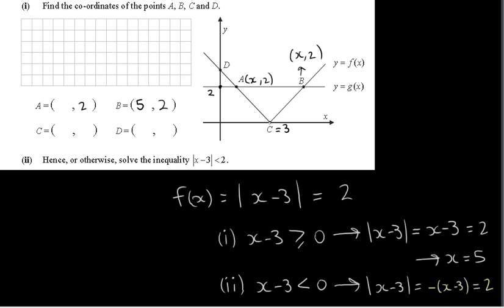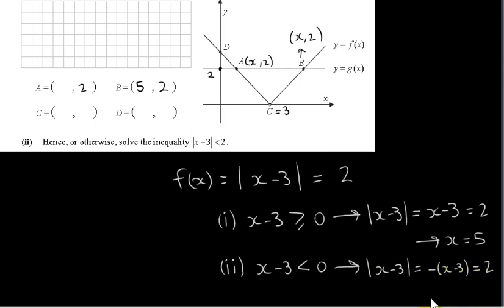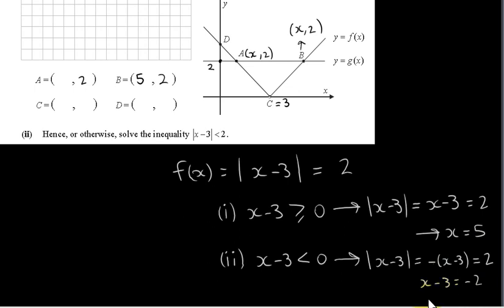So now we have to solve this second equation. We could bring the minus sign over to the other side and write x minus 3 equals minus 2. It's like multiplying both sides by minus 1, or we could take the minus sign in here, it doesn't matter. Solving this, we get x equals 3 minus 2, which is 1. So the coordinates of point A are 1, 2. The coordinates of point C, as we saw already, are 3, 0.